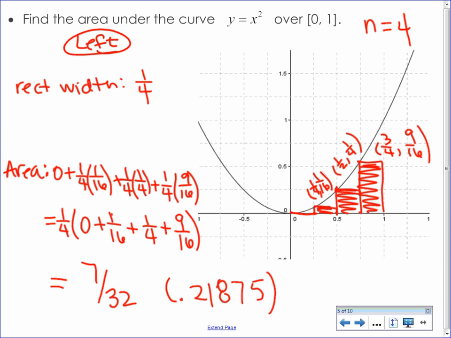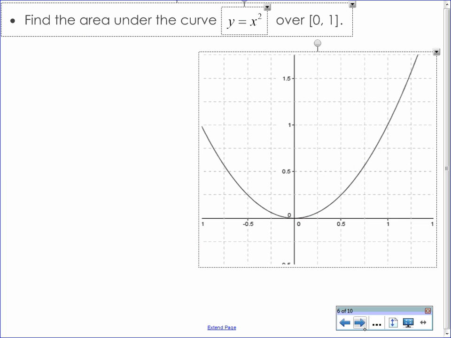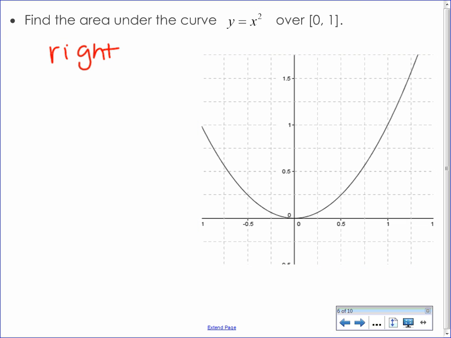Why is this left? Because our rectangle, the left side is sitting in the curve. Okay? So now we're going to do our right endpoint. We're still going to do n equals 4. So our rectangles are still going to have a width of 1/4. But this time, the right side is going to sit on the curve.